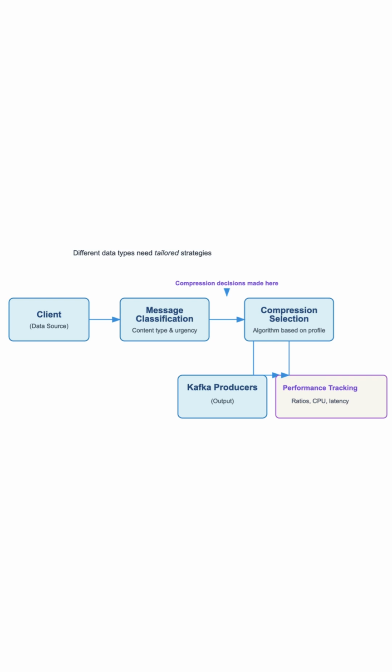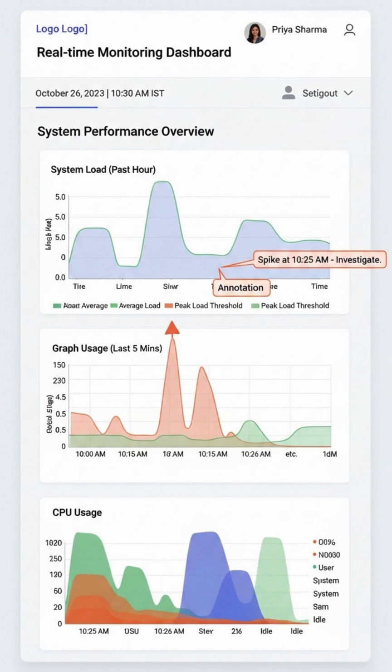Throughout this process, performance tracking is vital. We continuously monitor compression ratios, CPU usage, and latency to ensure our strategies are effective and to identify any bottlenecks. This continuous feedback loop allows for dynamic optimization, adjusting settings based on real-time metrics.